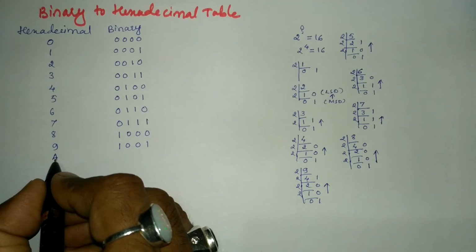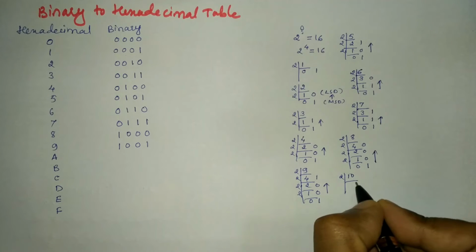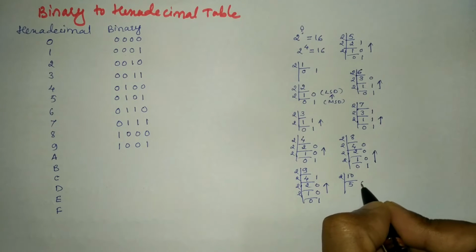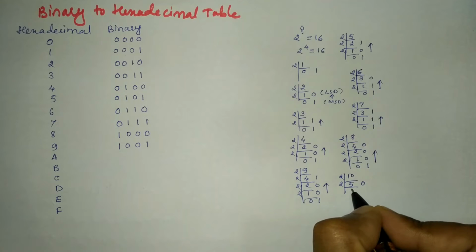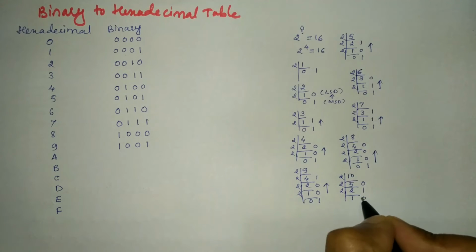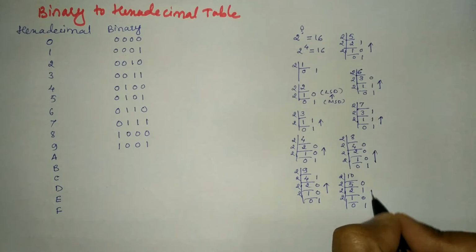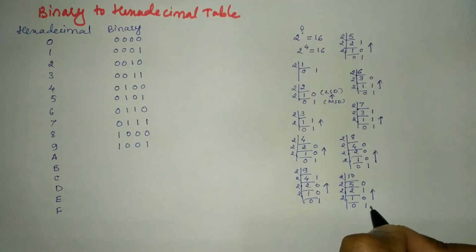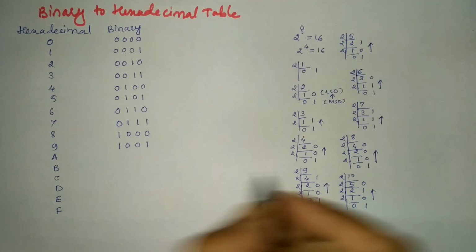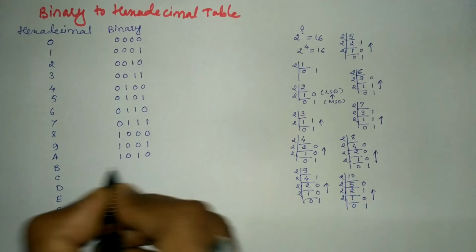Now A represents 10. Here I'm going to write 10 divided by 2. 2 5s are 10. Remainder is 0. 2 2s are 4. Remainder is 1. 2 1s are 2. Remainder is 0. 2 zeros are 0. And this 1 will become the remainder. So I have to write it from bottom to top. 1, 0, 1, 0 will become 10. Here I'll write 1, 0, 1, 0.